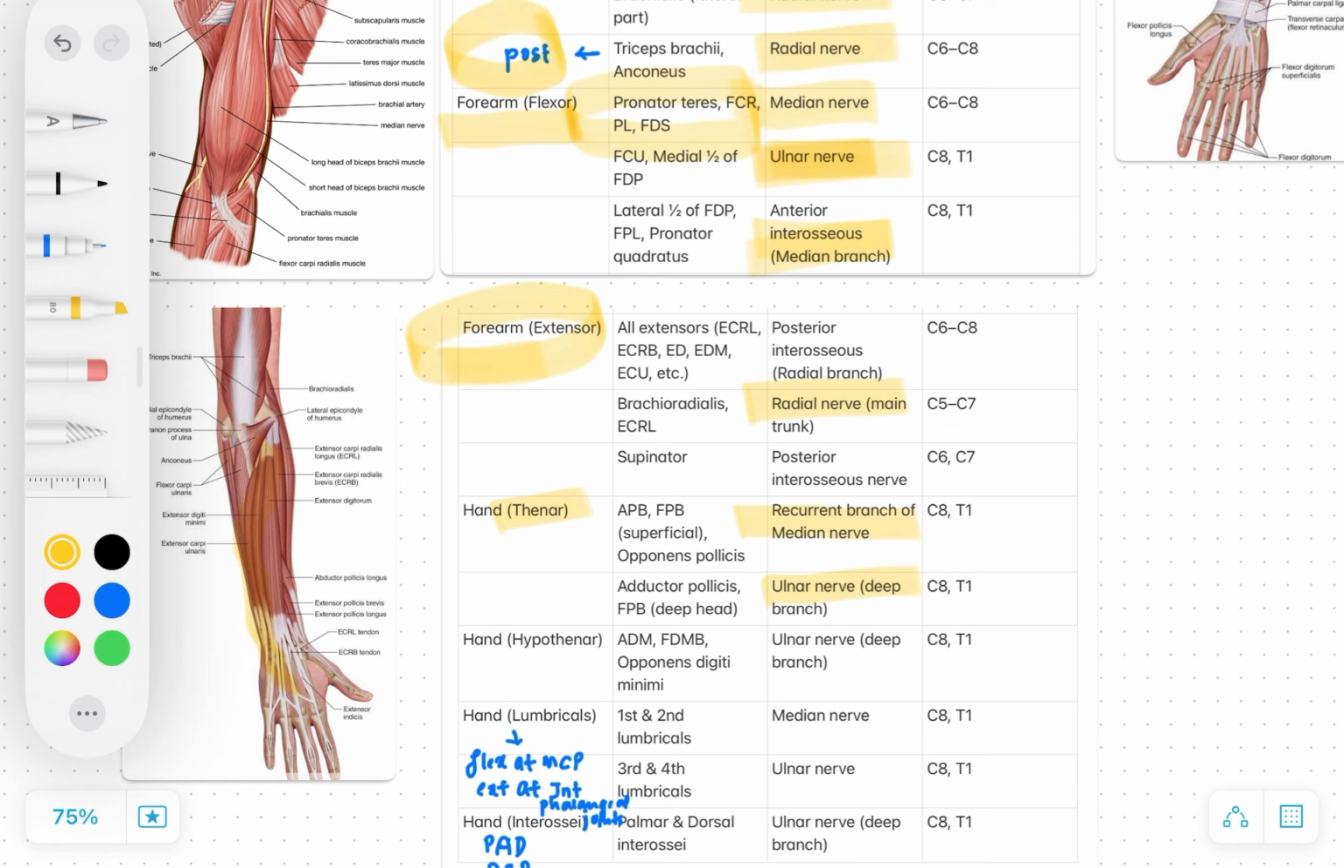So these are the group of thenar muscles. Thenar muscles are nothing but those which are towards the thumb side. Hypothenar muscles are towards the little finger side. The hypothenar muscles are supplied by the ulnar nerve.